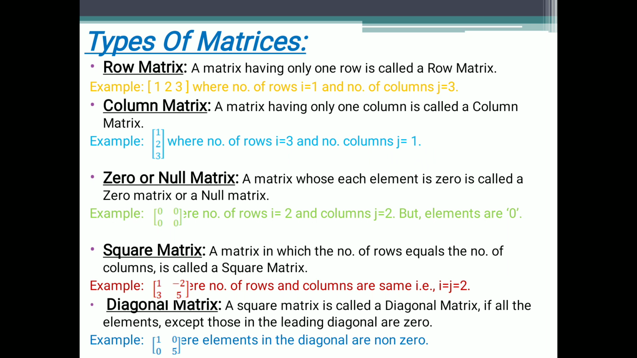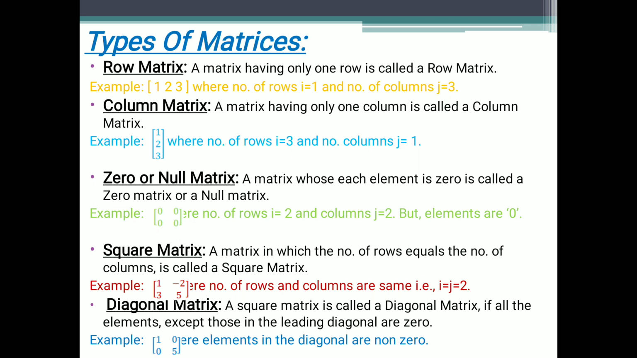As the name indicates, all the elements of the matrix will be 0. It doesn't depend on how many rows or columns there are. The only thing is that the elements should be 0. So the number of rows is 2 here, it can be 3, 4, 5, anything, and the number of columns can also vary. But the elements should be 0. That is why it is known as a zero or null matrix. Let's move on to the next.